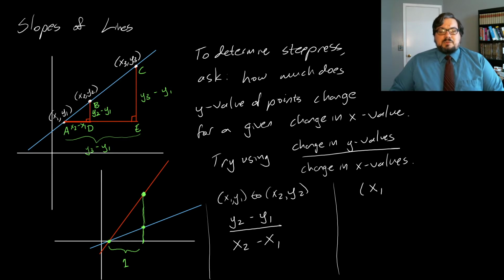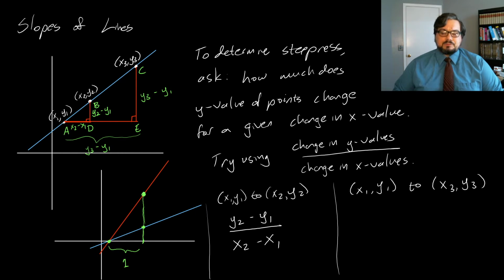But of course, x1, y1, and x2, y2 are only two of the very, very many numbers or points that there are on this graph. So let's try again with a different pair of points and see if we get something different. Let's look at what happens if we compare the 2 points x1, y1 and x3, y3.